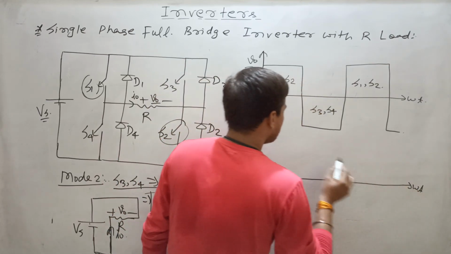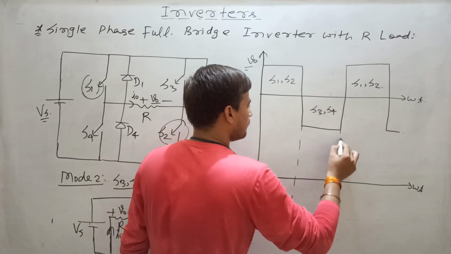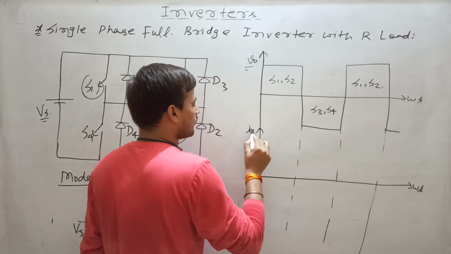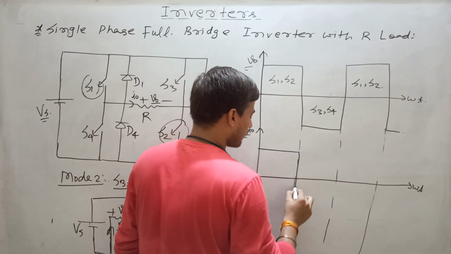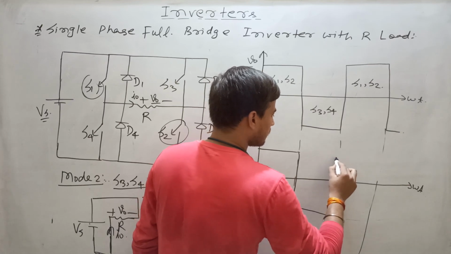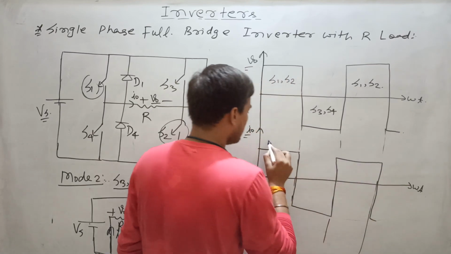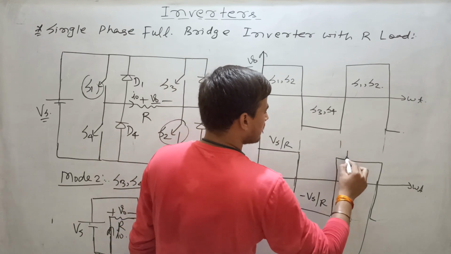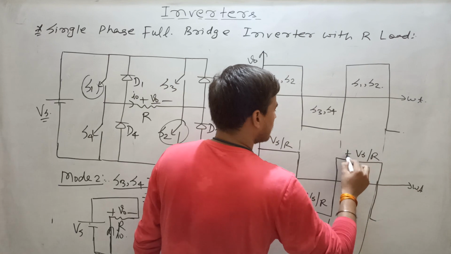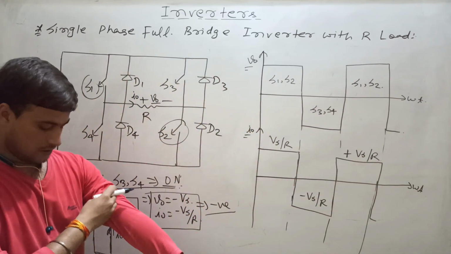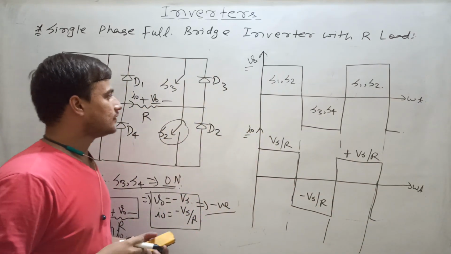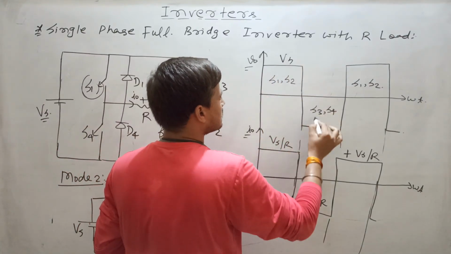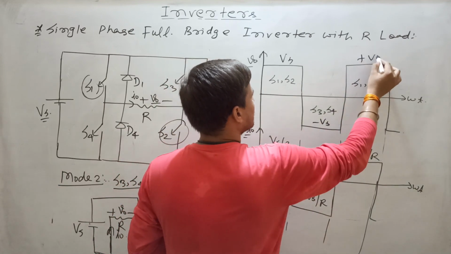Similarly, if you are writing the current waveform, simply the voltage will be divided by R. So here we have the current waveform. You will get the waveform like this. Clear? Here it is Vs by R, minus Vs by R. Here it is plus Vs by R. So you will have the waveform like this. Clear? So now you got the waveform.